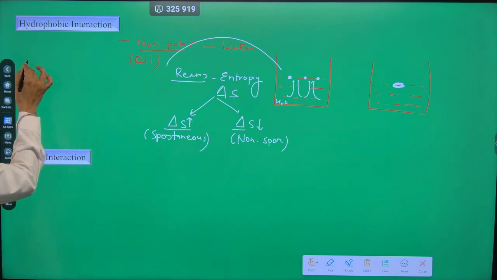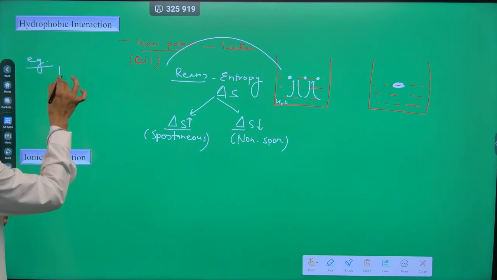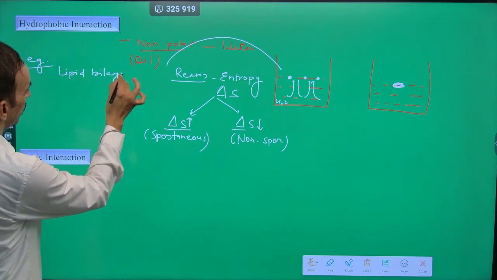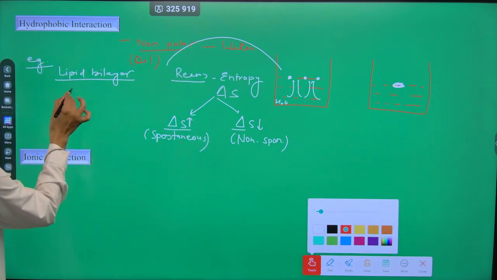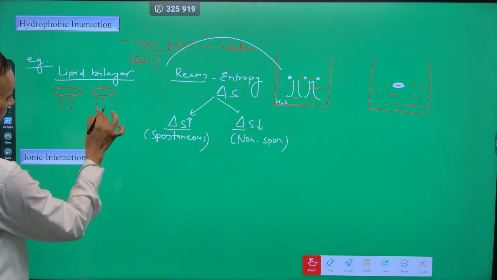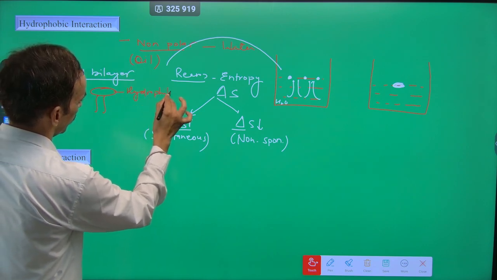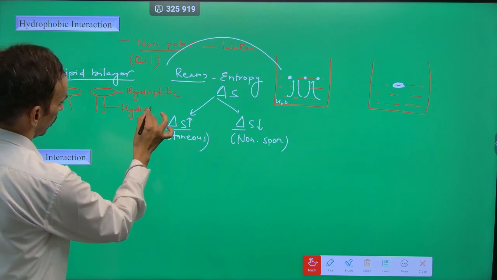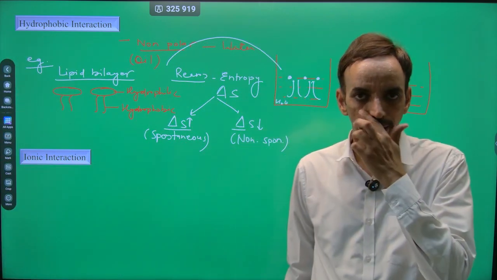If we talk about the example of hydrophobic interaction in the biological system, the best example is the lipid bilayer. Lipid bilayer, as we all know, has a hydrophilic or water loving head and a hydrophobic tail. So a molecule which has both hydrophilic and hydrophobic ends is called an amphipathic molecule.